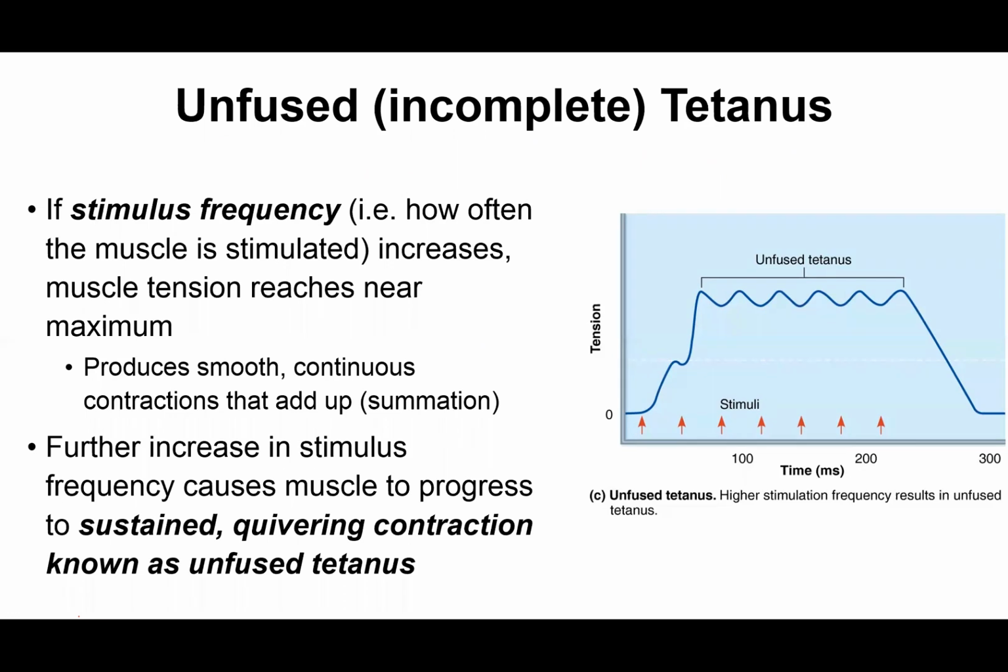If the stimulus frequency, or how often the muscle is stimulated, increases, then muscle tension will reach a near maximum. And this will produce smooth, continuous contractions that add up, right? So this is still along with summation, but if further increases in that stimulus frequency occur, then the muscle will progress to a sustained quivering contraction, and this is called unfused tetanus, right?